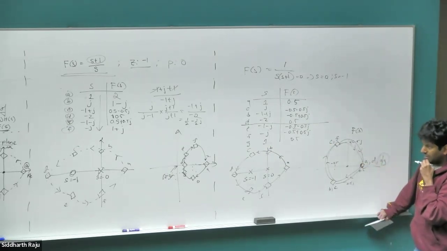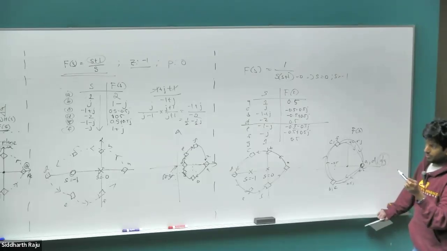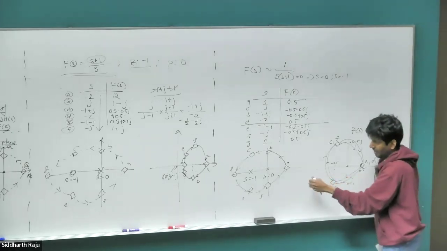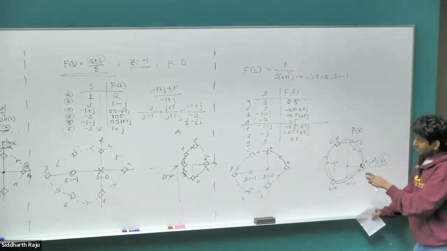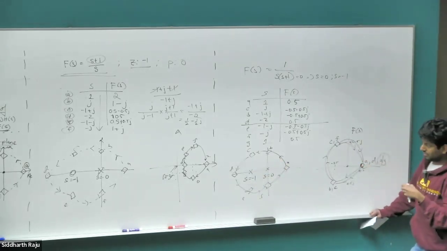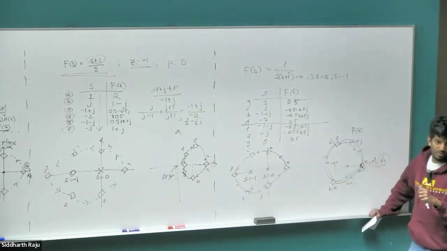So the idea is if you had a zero and you encircled it in the anticlockwise direction in the S-plane, then in the f of S-plane, you would end up encircling the origin in the anticlockwise direction. If you had a pole and you encircled it in the anticlockwise direction, in the f of S-plane, you will encircle the origin in the clockwise direction. So the direction starts to flip. And the other thing is, depending on the number of poles you have, you would encircle the origin that many number of times, right?